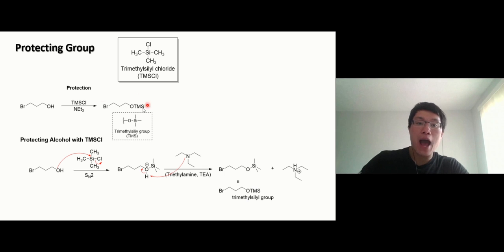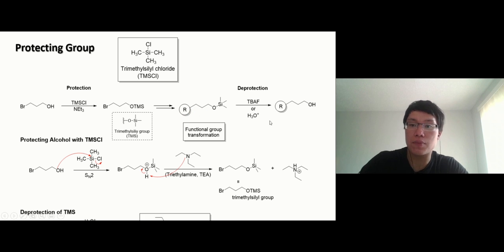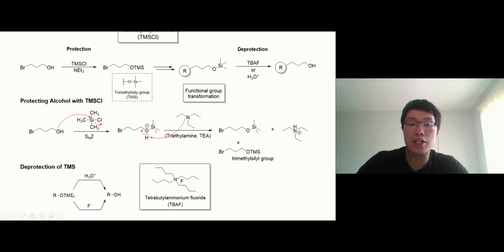All right? After you have gotten the protected alcohol, you're going to do whatever you want to do, functional group transformation. Once you're done, you don't want this protecting group anymore, so deprotect it. There are two ways to deprotect the alcohol. You can use strong acid, or you can use fluoride, which is a much more common way, because we try to avoid acid, practically. We don't want to touch the acid. Anyway, so we use TBAF, tetrabutylammonium fluoride. We call it TBAF.